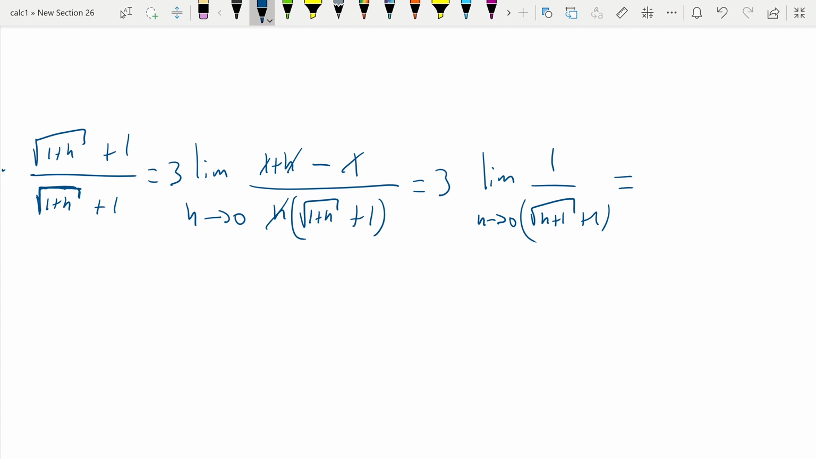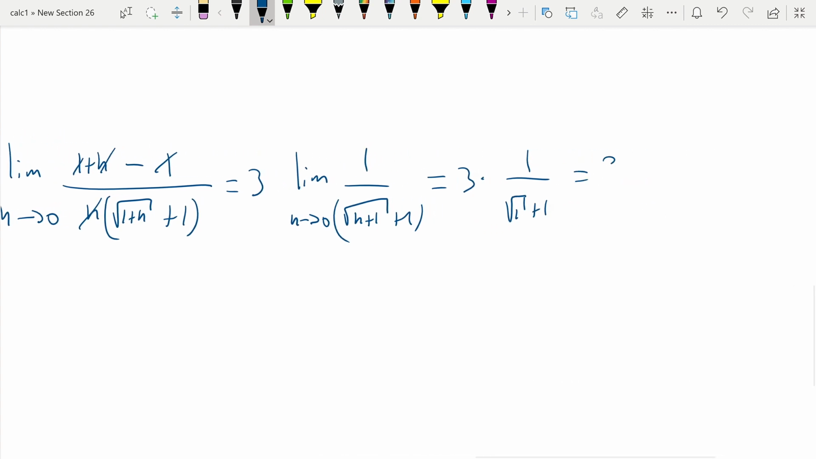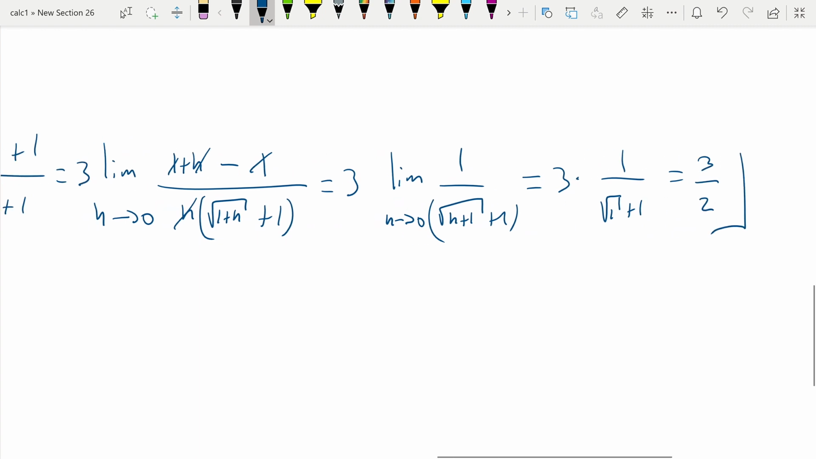But now this expression inside the limit can be evaluated when h is equal to 0. This is now continuous, so it doesn't vanish when h is equal to 0. So we just get that this is the same as 3 times 1 over the square root of 0 plus 1, plus 1, which is 1 plus 1, or 3 over 2. And this is our final answer.